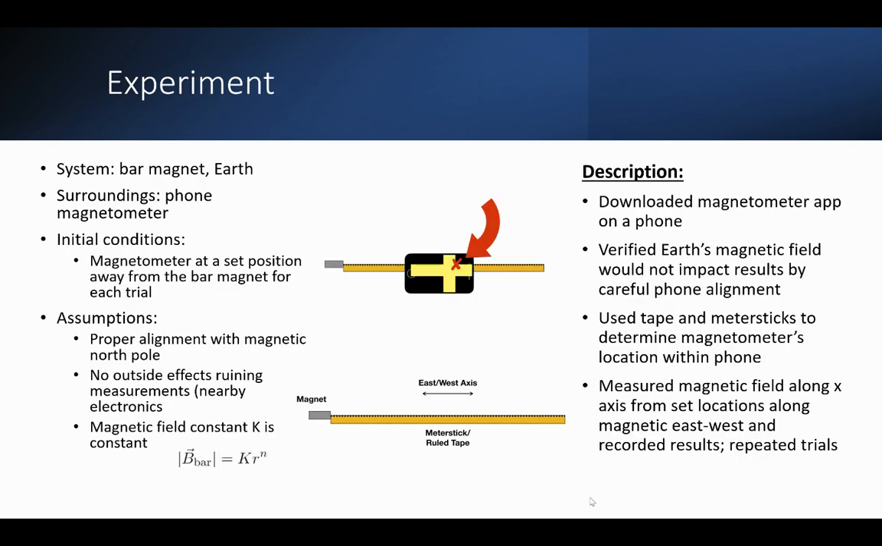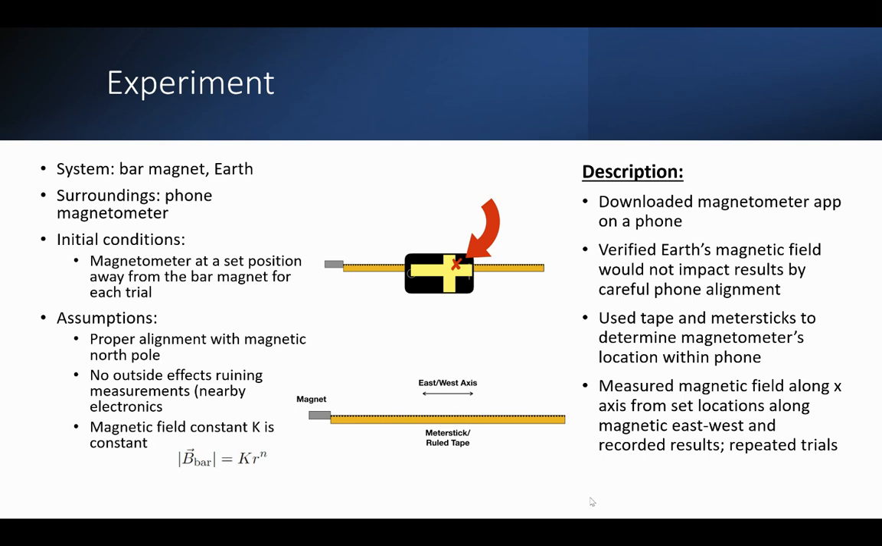For the experiment, the system was a bar magnet in the Earth, and the surroundings were the phone magnetometer. The initial condition was that the magnetometer was at a set position away from the bar magnet for each trial. And the assumptions were that there was proper alignment with the magnetic north pole for each trial, there were no outside effects ruining measurements, such as nearby electronics, and that the magnetic field constant K was constant.